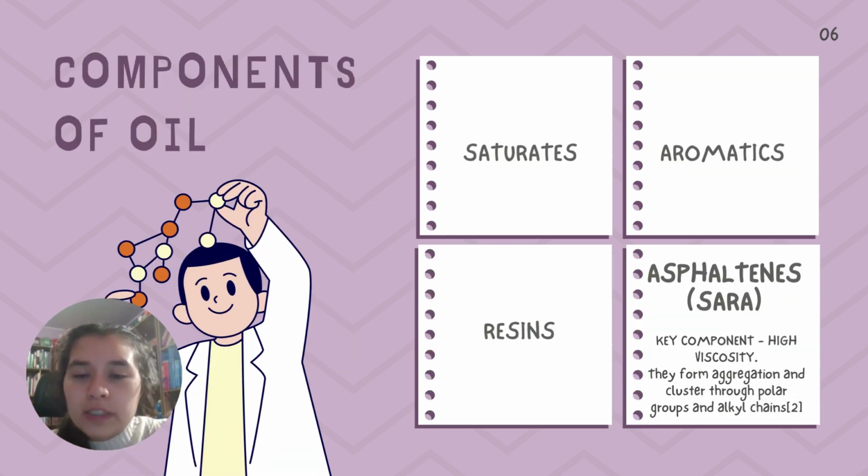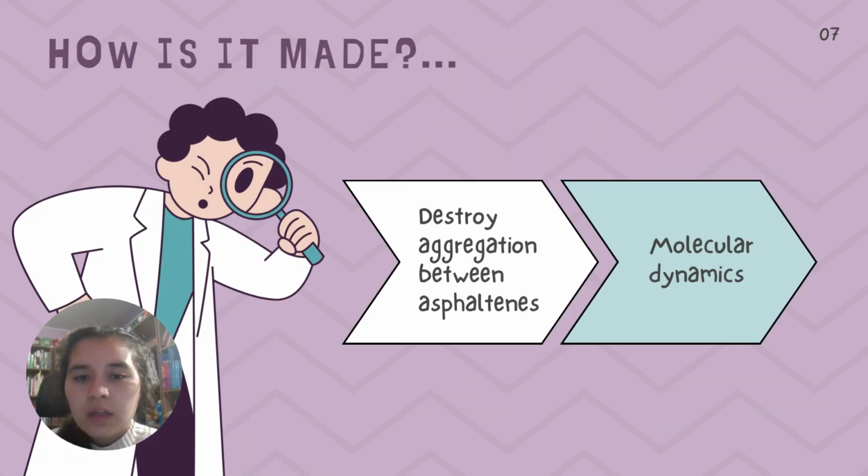To understand better how this happens, we need to know the components of oil. It is composed mainly of four things: saturates, aromatics, resins, and asphaltenes, also called SARA. The last ones are the key component in the high viscosity that oil has, because they form aggregations and clusters through polar groups and alkyl chains. That's why, for reducing viscosity, we need to destroy the aggregation between asphaltenes. And the way of evaluating this is through molecular dynamics.